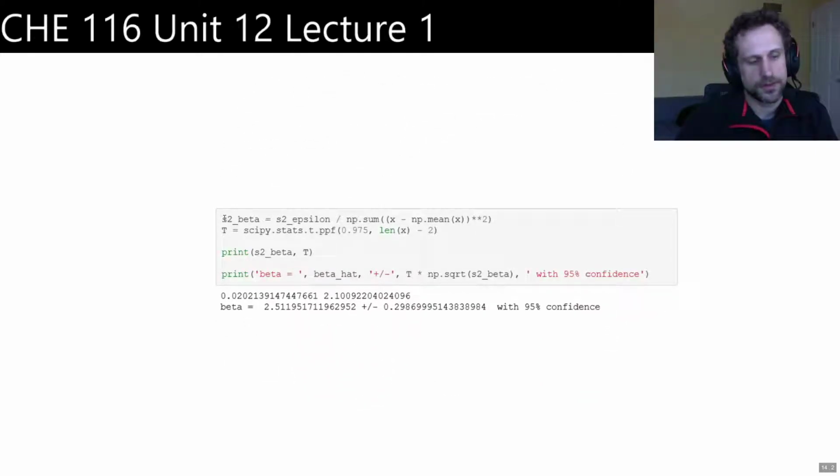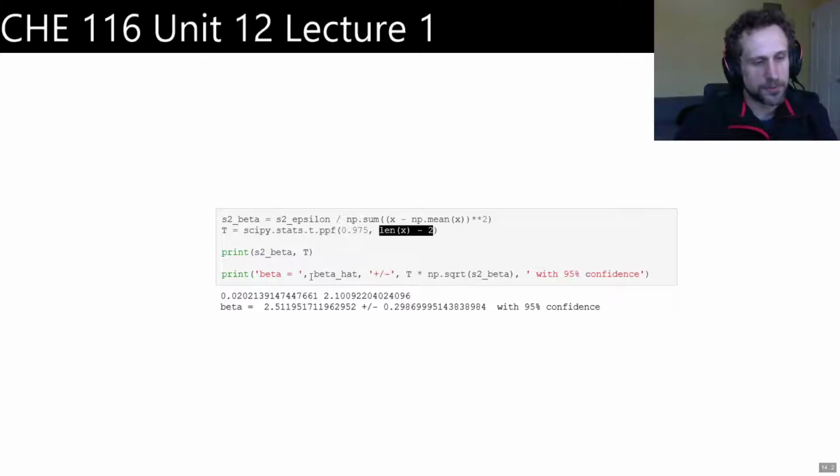So here is the way to compute the standard error in beta. Okay, the standard error in the slope. Then here I look up the t-value I want. So I'm doing a 95% confidence interval. So recall that we use the 0.975 because it's a double-sided interval. We have to get the 0.975 t-value. And then to get the t-value, I have to put in the degrees of freedom.